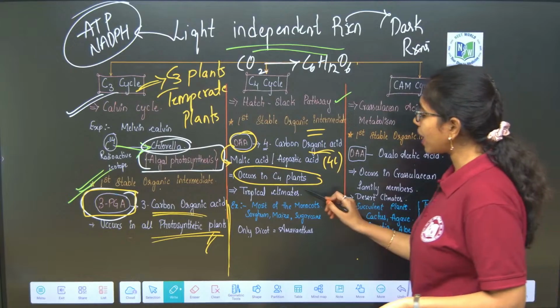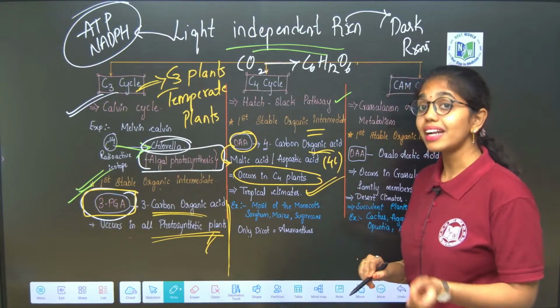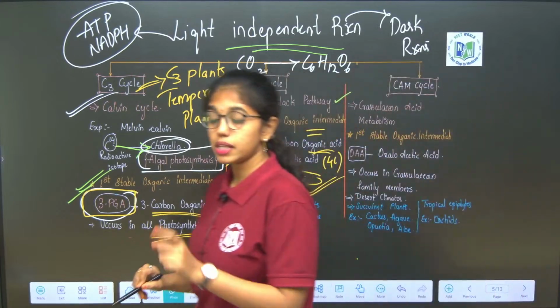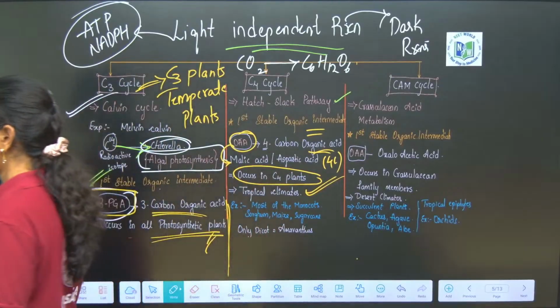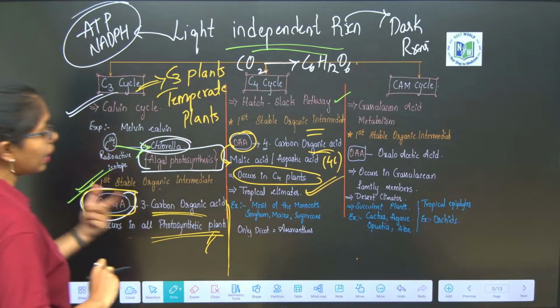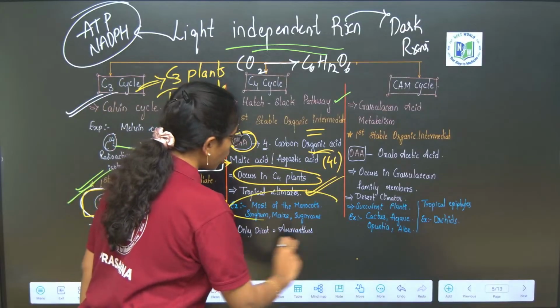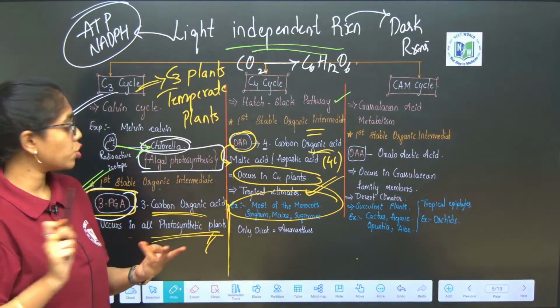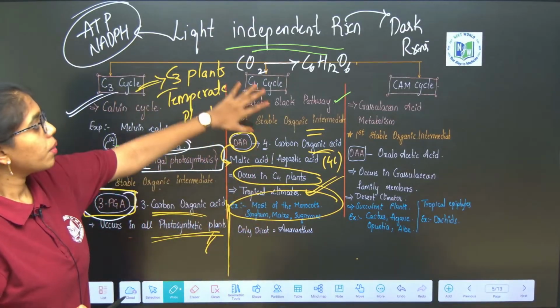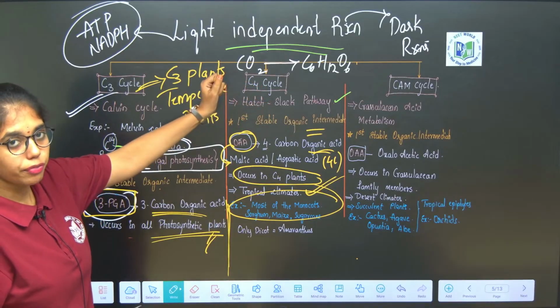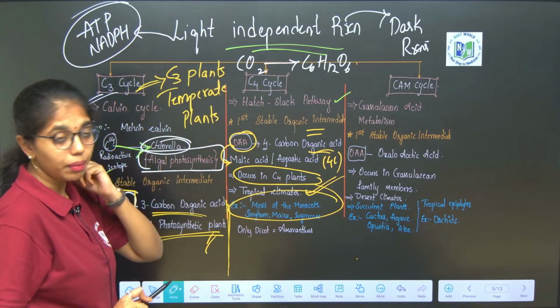What are C4 plants here? C4 plants are tropical plants. C3 plants are temperate plants. C4 plants are tropical plants. Most of the monocots here like sorghum, maize, sugarcane, this will conduct what? The C4 cycle, as they are tropical plants.